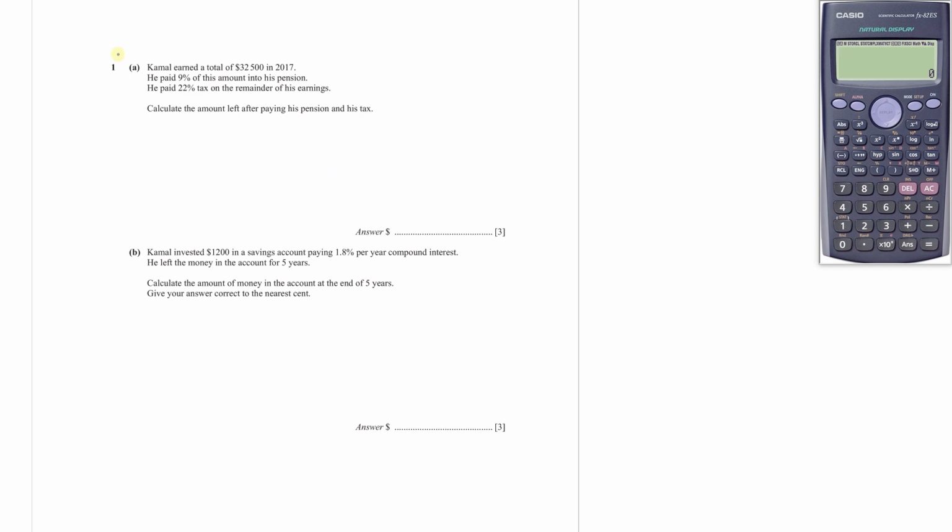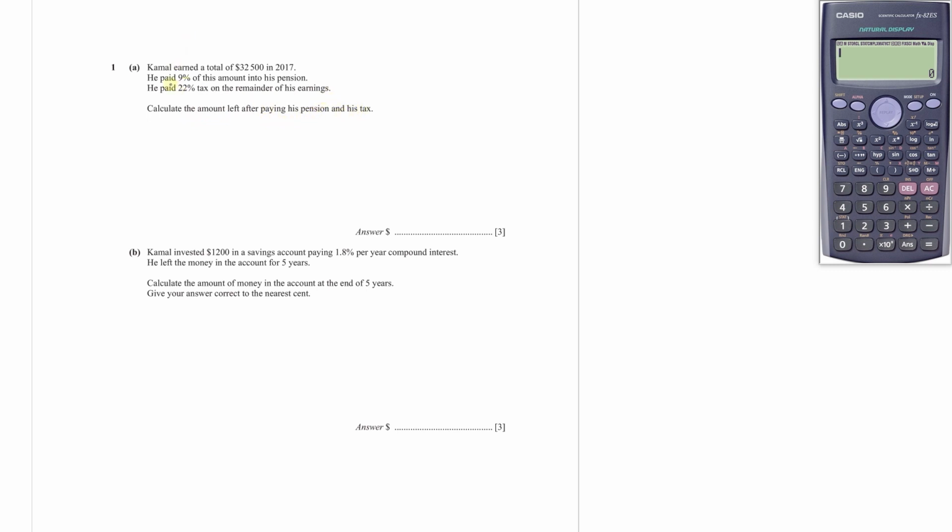So question number 1 is Kamal earned a total of $32,500 in 2017. He paid 9% of this amount into his pension. He paid 22% tax on the remainder of his earnings. Calculate the amount left after paying his pension and his tax.